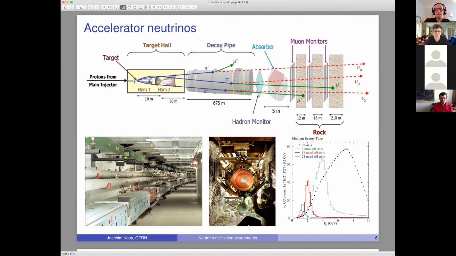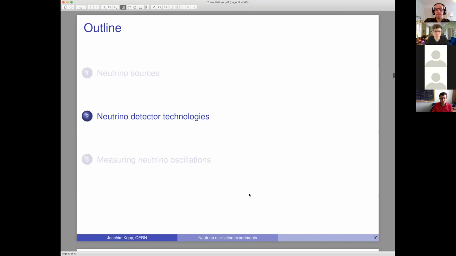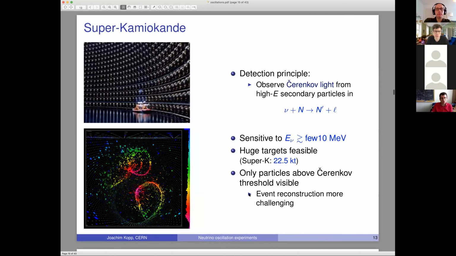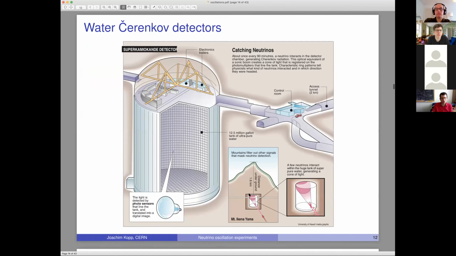Okay, so in the end, we of course need to detect neutrinos. So let's talk about two technologies here. Let's talk about water Cerenkov and liquid argon detectors, because those are the ones that are going to be most important in the next generation of experiments. This is a sketch of the Super Kamiokande detector.